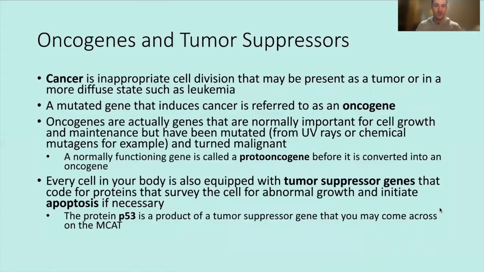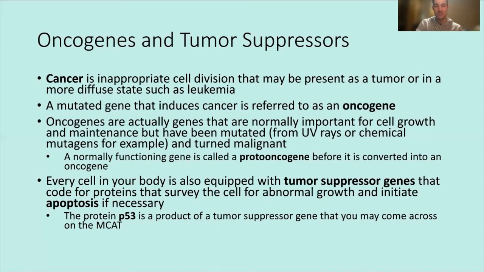Okay, so oncogenes and tumor suppressors. Cancer is an inappropriate cell division that may be present as a tumor or in a more diffuse state, such as leukemia. In the most basic sense, that's really what it is. It's just inappropriate cell division. Something went wrong, something went haywire somewhere, so now cells are dividing unchecked, and that leads to tumors, and eventually it could lead to death.